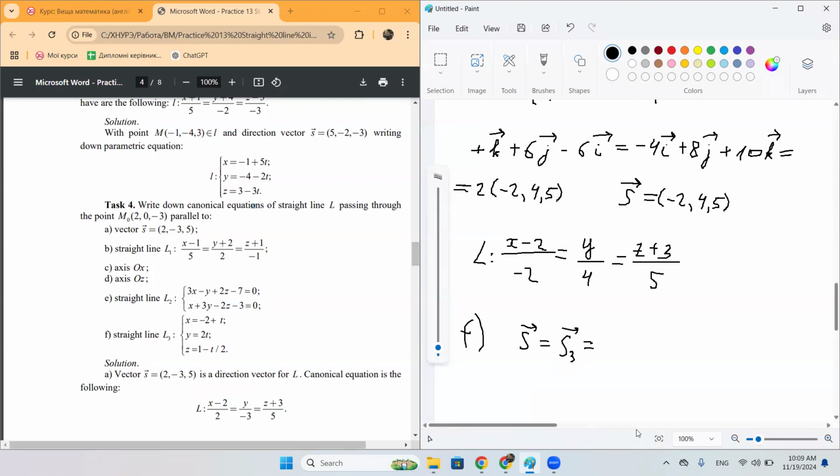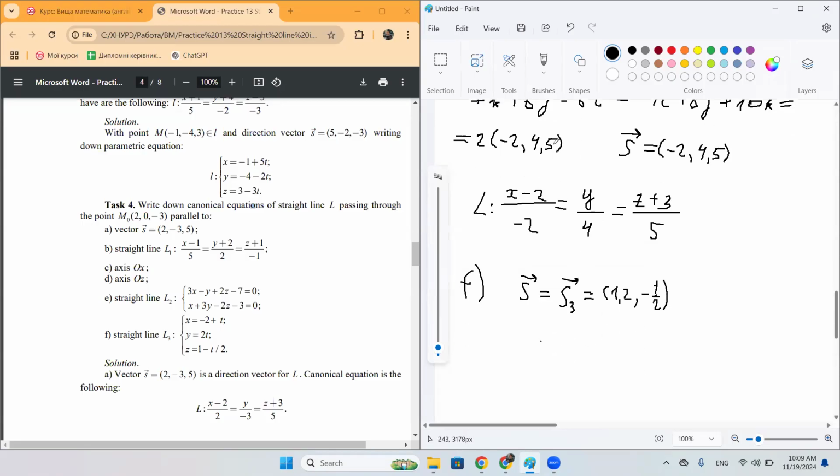Okay, it seems that no one. Well, so coordinates are the following. So 1, 2 and minus 1 second. So just coefficients before the parameter t. So let's write down the equation.